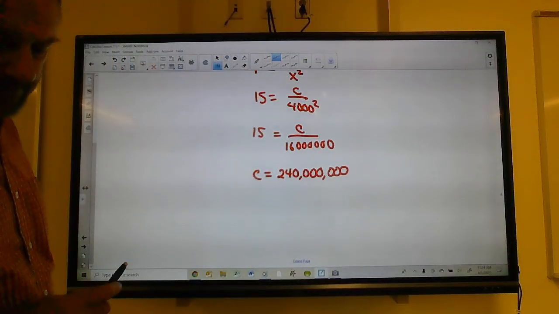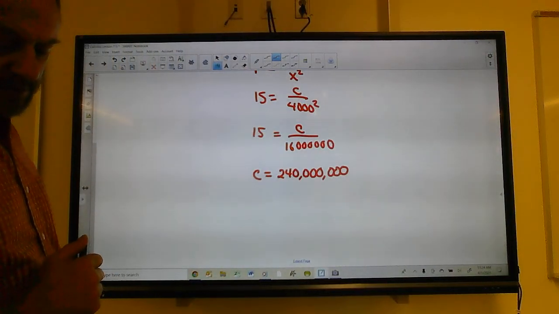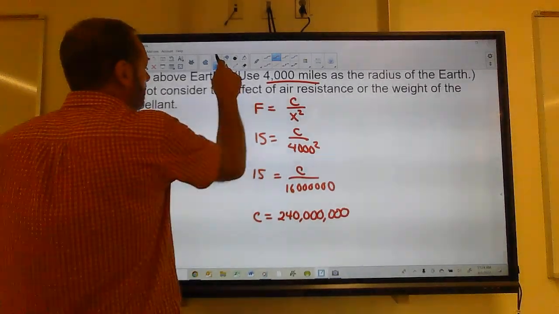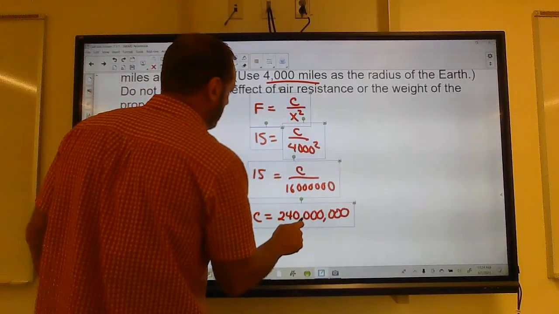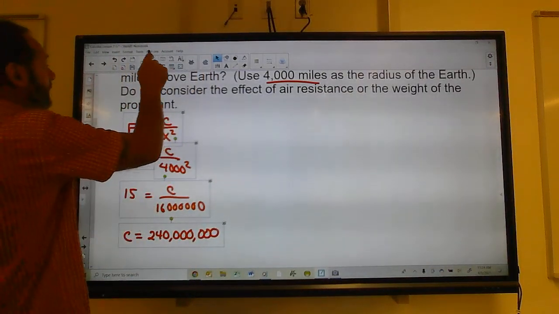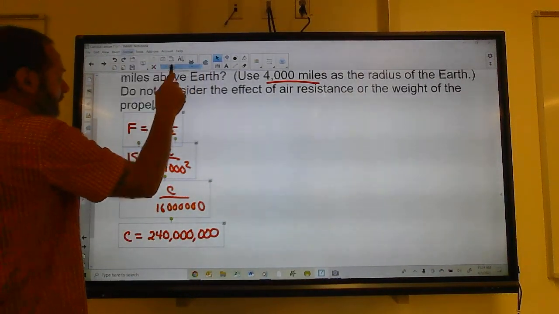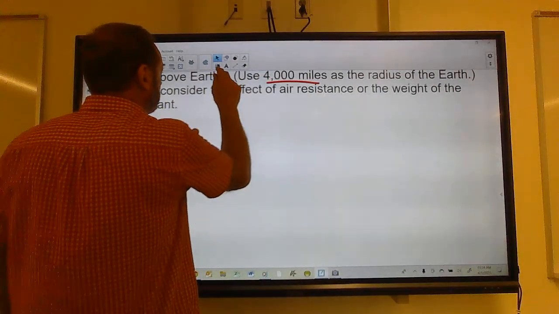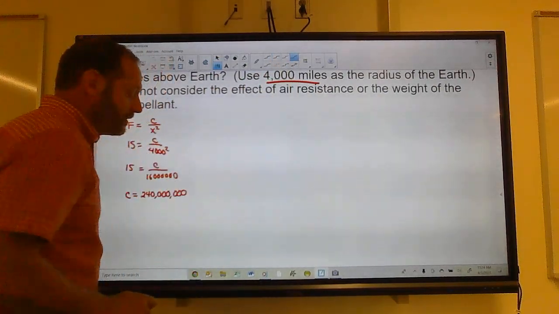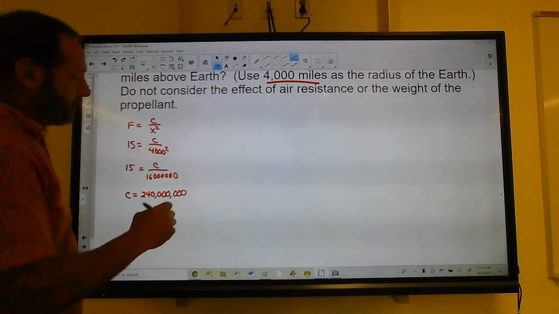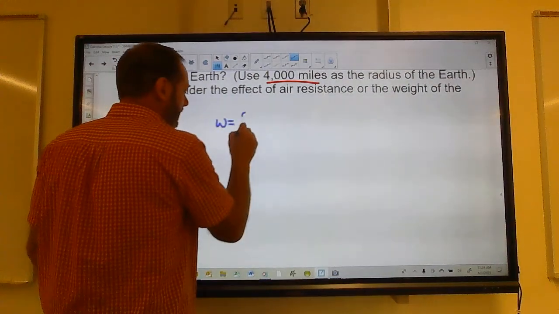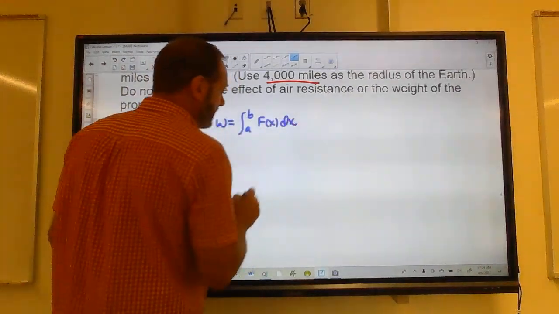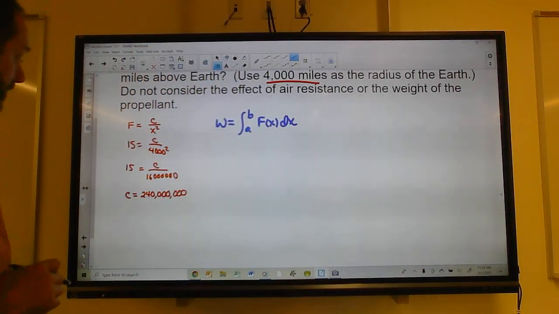Okay. Now we can figure out the work. So let's take all this, move it over here, give us a little bit more room to work here. Okay, so now the work is going to be the integral from a to b of f of x dx.